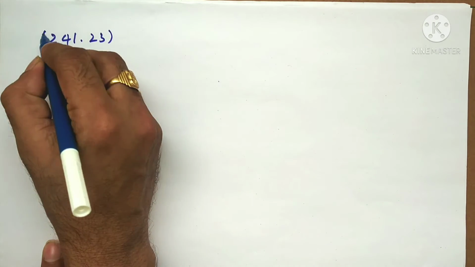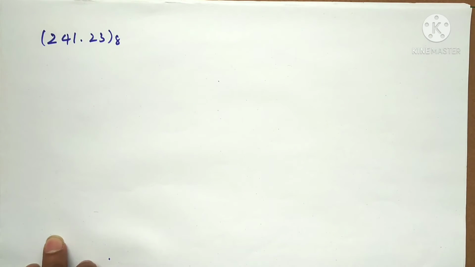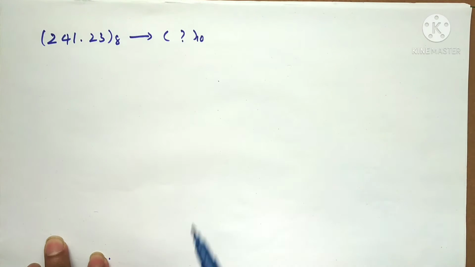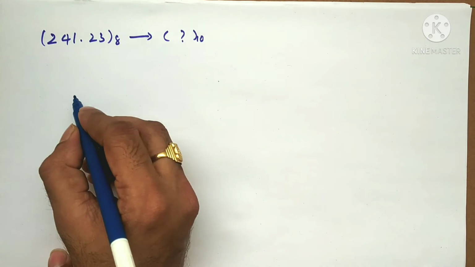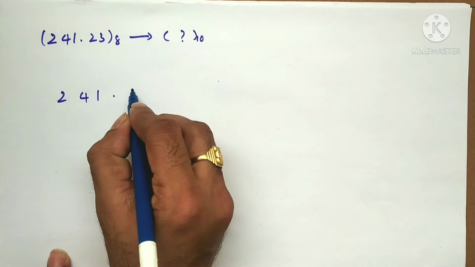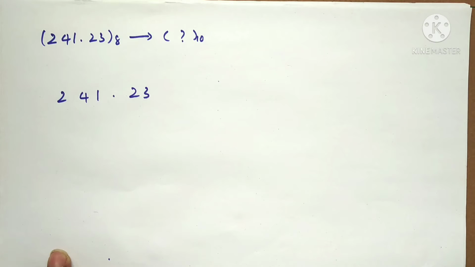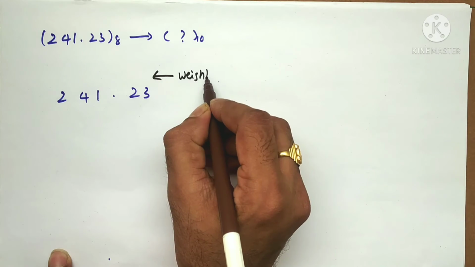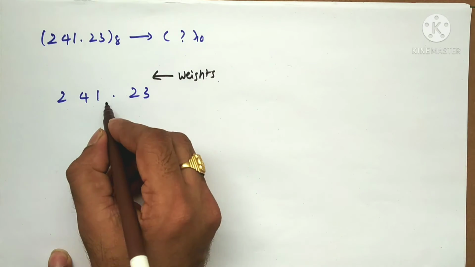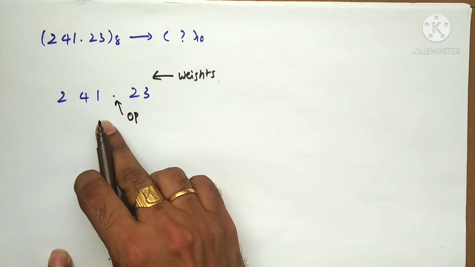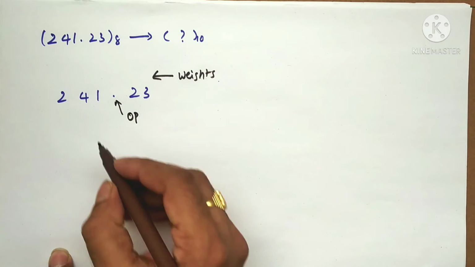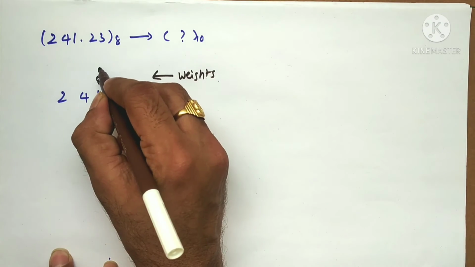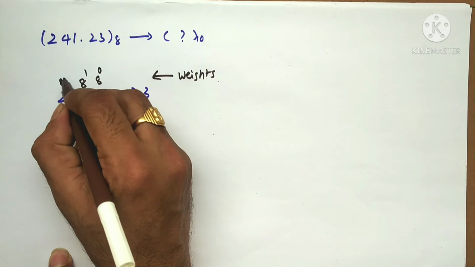241.23 base 8. We have to convert this octal number into decimal number. Okay, so what we have to do? Write the number here, 241.23, and we have to write weights here. Weights to the left of the octal point must be positive powers. So the base is 8. Since the base is 8, we have to write positive powers of 8 now. 8 power 0, 8 power 1, 8 square.